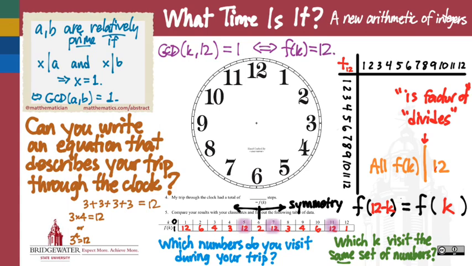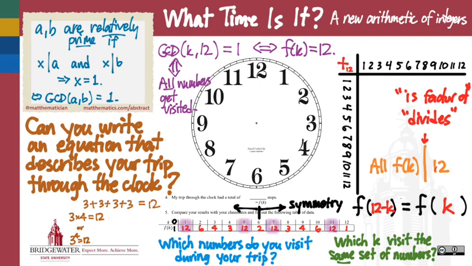And in those cases, let's take the 5 example. If f of 5 is equal to 12, what numbers does 5 hit in its trip around the clock? All of them. Let me call that out as a separate observation. That in these cases, all numbers around the clock get visited in our trip around the clock.